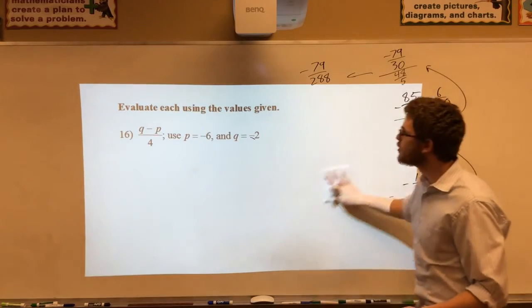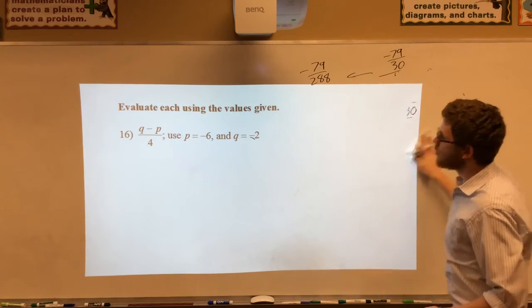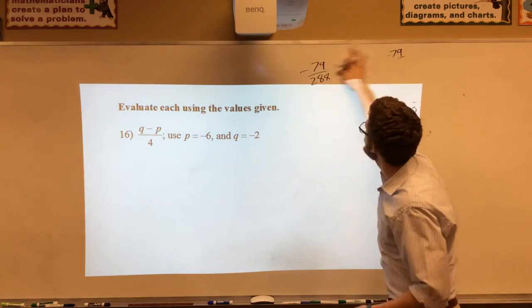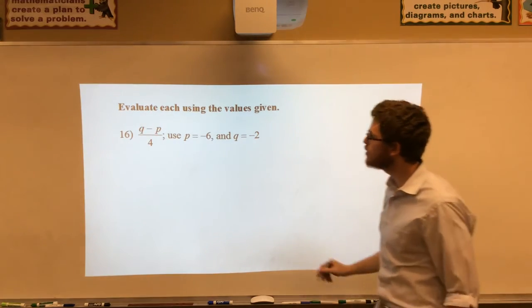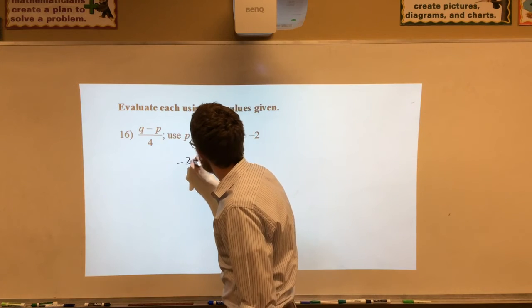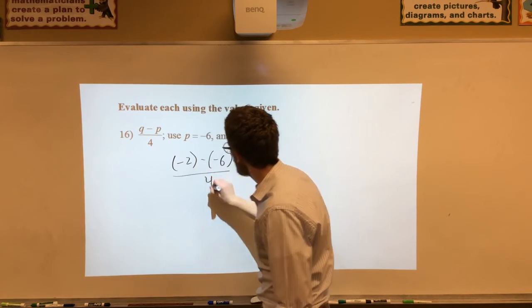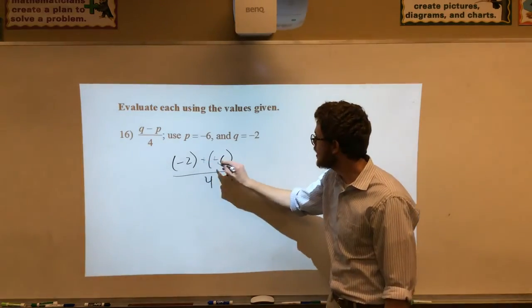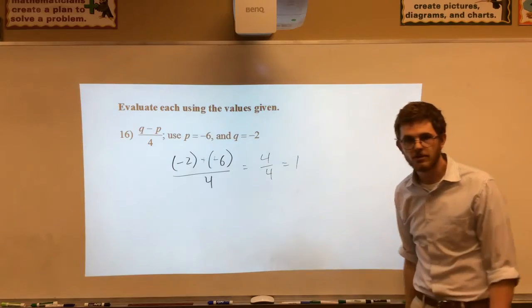All right, if we're given variables and we need to evaluate, we need to substitute. So we are putting the value of negative 6 in for P and the value of negative 2 in for Q. So I have negative 2 minus a negative 6 over 4. Again, subtracting a negative. We've got 4 over 4, and this comes out to be 1.